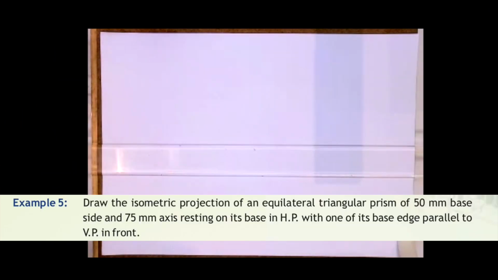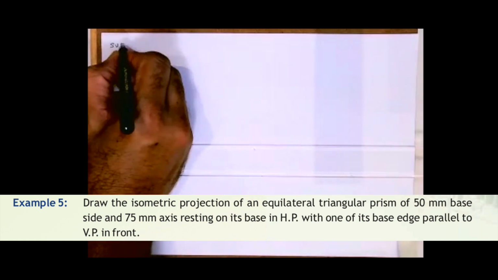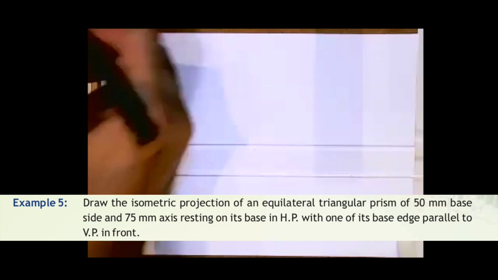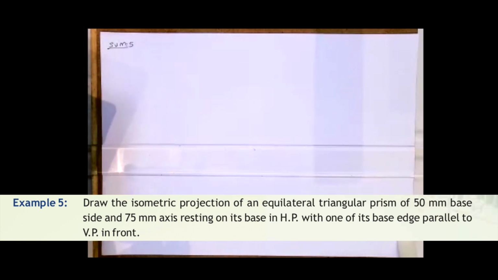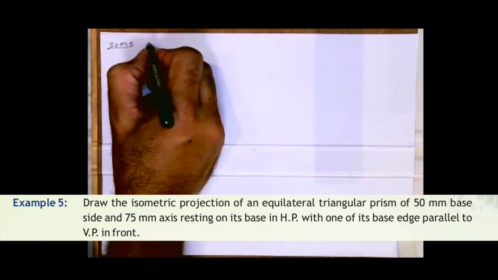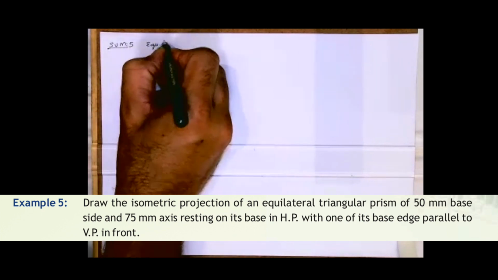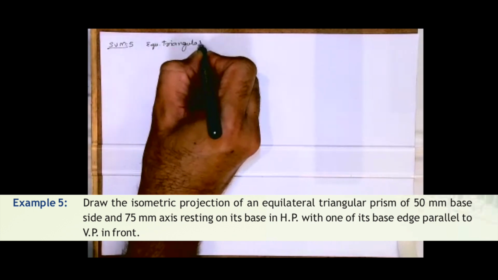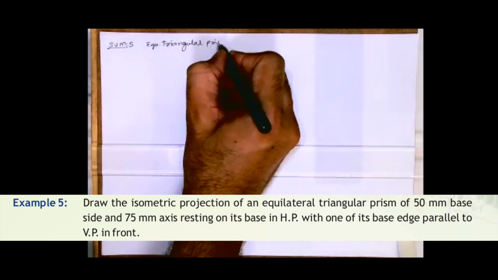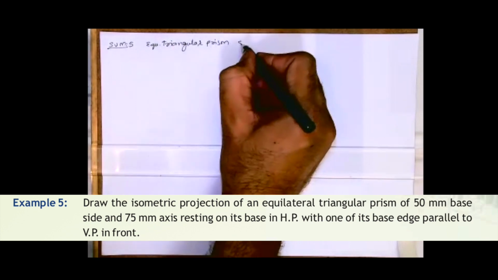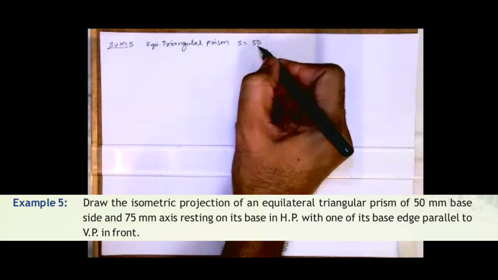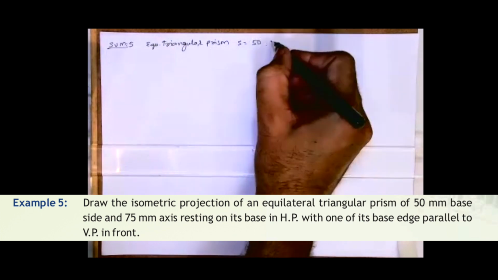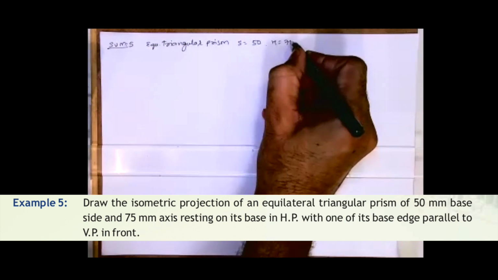Okay, now we'll see the fifth sum, number 5. Example 5: they have given, draw the isometric projection of an equilateral triangular prism. Side of base they have given as 50, and axis height is 75.